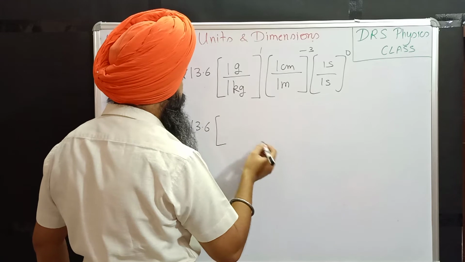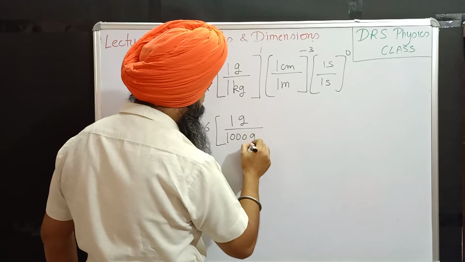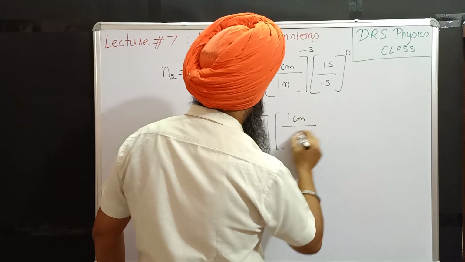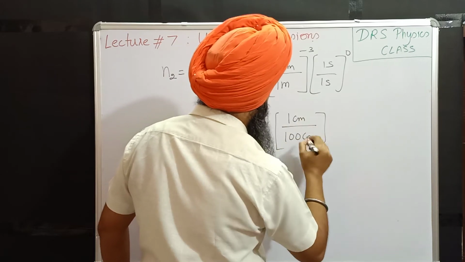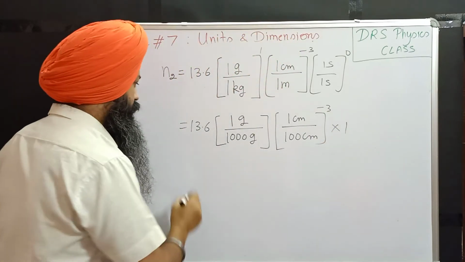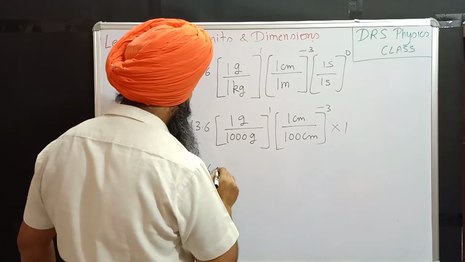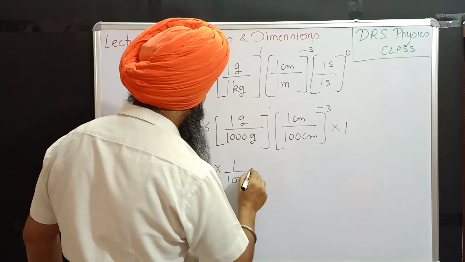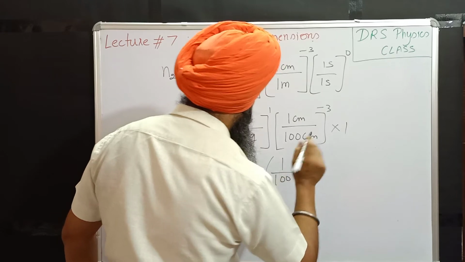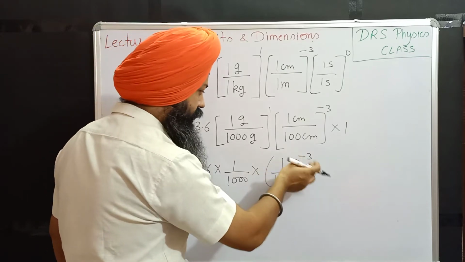13.6. What is the relation here? 1 kilogram is equal to 1000 gram. 1 meter is equal to 100 centimeter. And there is 1. So we see that the power is 1 here. 13.6 into 1 upon 1000. Here we get 1 upon 100 raised to power -3. Now if we take the inverse of 100, this power would become plus.